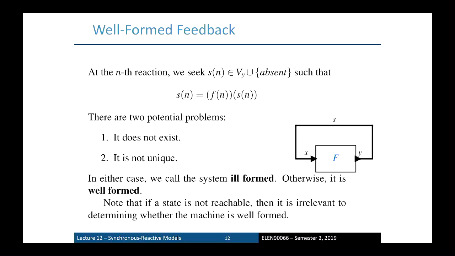And if either of those hold, we're going to call this feedback interconnection system ill-formed, otherwise it's well-formed. And importantly, if there's a state that's not reachable, so think about a state space FSM diagram, if there's an unreachable state there, then we don't need to consider whether or not it's well-formed, because you'll never get into that state. All right, so we could eliminate that and forget about that. That'll help us with some searching that we'll do in a minute.